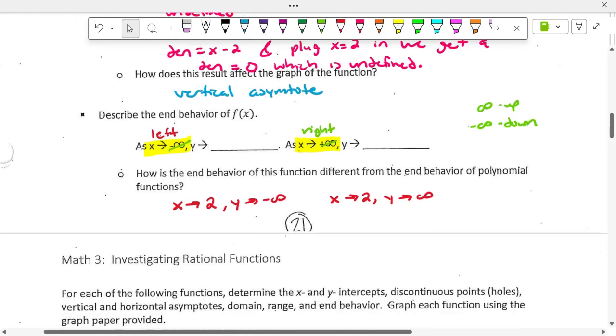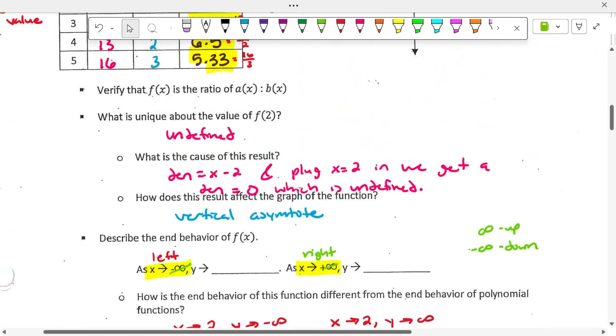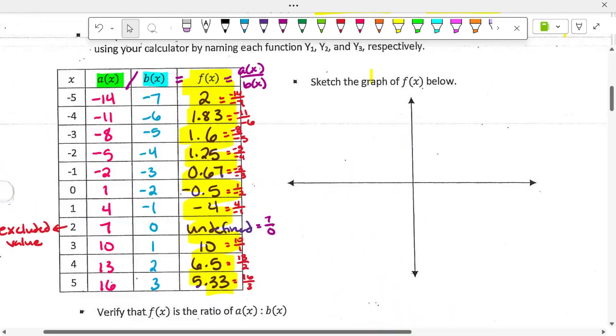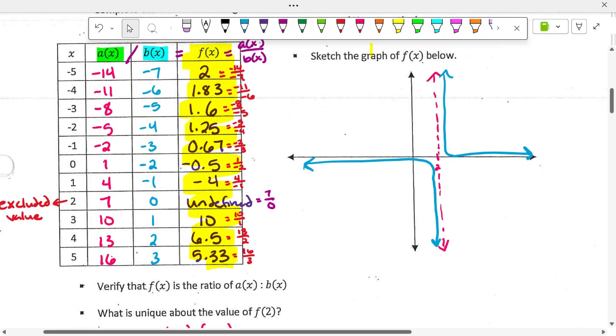Once we talk about horizontal asymptotes, that'll change a little bit. That just gets you introduced to it. So if I draw a quick sketch of that graph, here we have 2. We have a vertical asymptote, and then my graph looks like this. It's just a sketch, it doesn't have to be perfect.